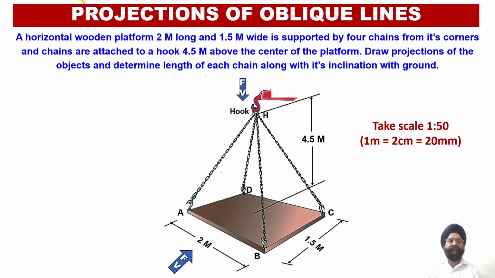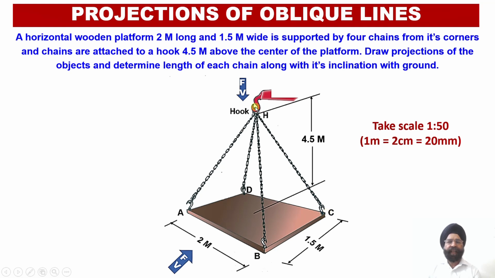Here we have been provided with a real life situation in which a horizontal wooden platform is available, and the dimensions of this horizontal wooden platform are 2 meter width and 1.5 meter depth. So 2 meter by 1.5 meter is this particular platform.